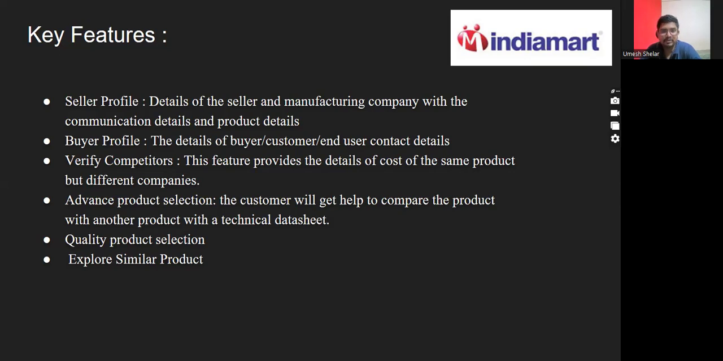Then the third one is verify competitors. As you know, there are different kinds of competitors, so you can get the same product with different features and different prices. So here we require a product. In product, we require product ID, product code, product information, product technical specification, like that. So the third table we are going to define is product.